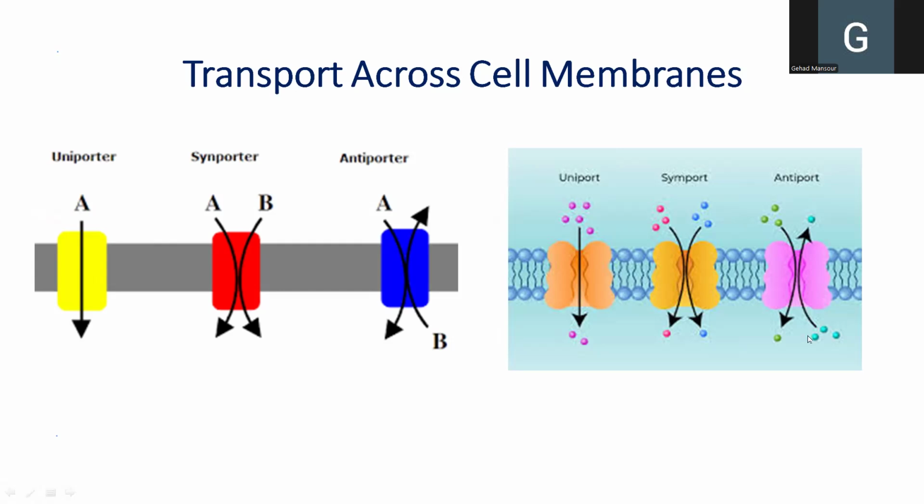The diagram to the right is more clear because it shows you here that we have one type of ions. They have the same color. In the symporter, you have two different colors because they are two different substances but carried in the same direction. And here again, you have two different colors, which means two different substances but in opposite directions.